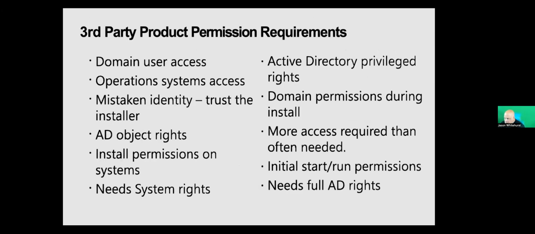Third-party product permissions, requirements for those. You get your domain user access, your privilege rights in AD, operating system access, that could be local admin access, given the domain admin permissions, let's say during application or process install, and not then removing them. The AD object rights, and we'll talk about GPOs here in a minute. We don't review what rights that individual needs to have.